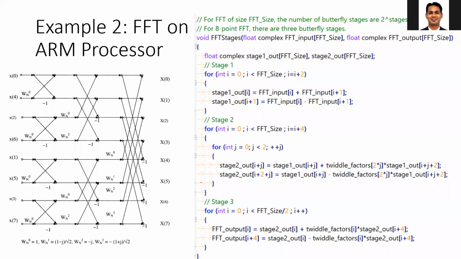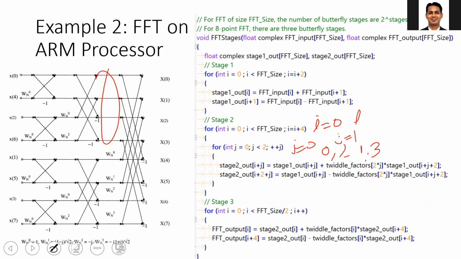So when I is equal to 0, you will have j is equal to 0, so you will calculate the first values, 0 and 2. Then you will have j is equal to 1, and you will calculate 1 and 3. This is how you will calculate all these values. Then I becomes 4. Then j is equal to 0, so you will calculate 4 and 6. Then j becomes 1, and you will calculate 5 and 7. So all these 4 values will be calculated.